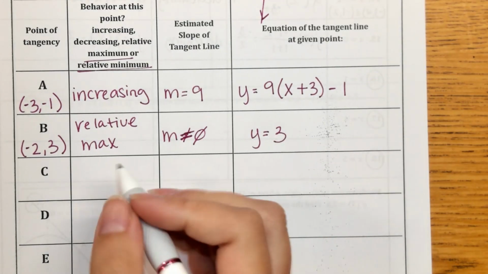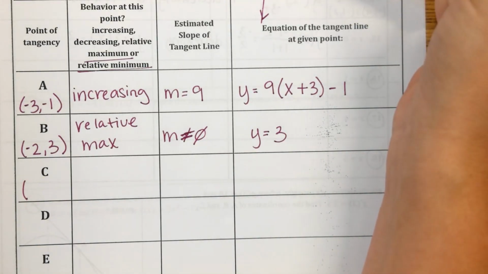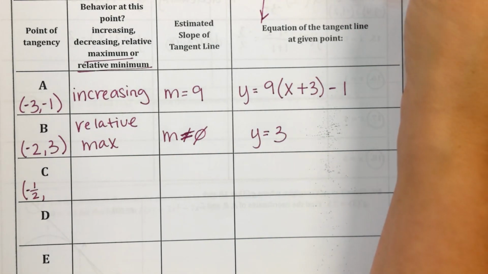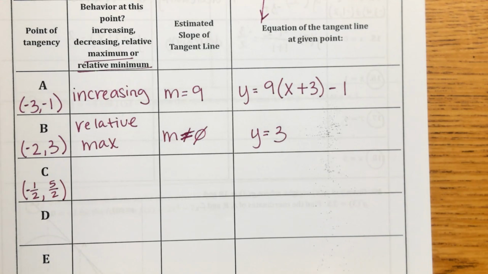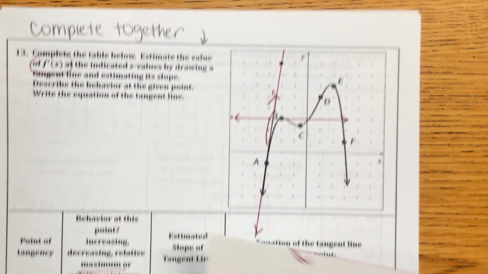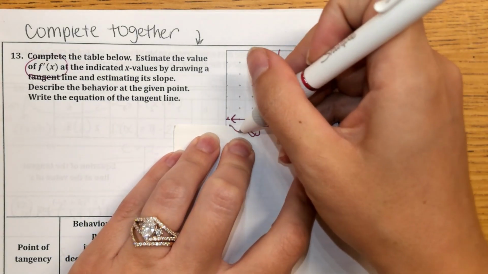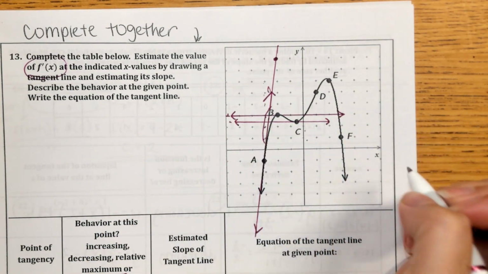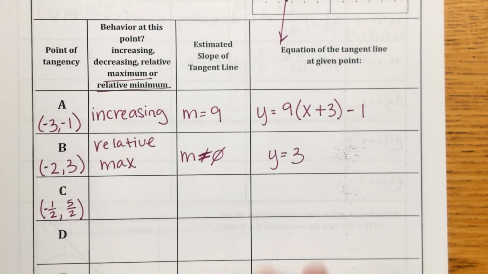Okay, so on C, we're going to estimate this point because it's not perfectly on there. We're going to call it -1/2. And what is that? 1, 2, and 2.5, so 5/2. Okay, same thing on C. If I drew the behavior of that line, or at that point, my tangent line would look like this, which means my estimated slope is 0.